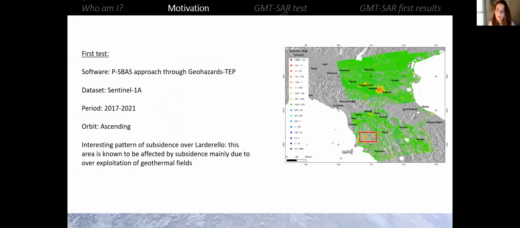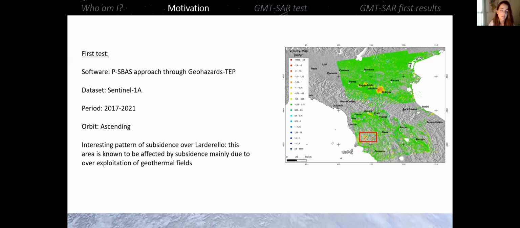So yes, basically, the area of interest is Larderello. It's in the province of Pisa in Tuscany in Italy. This is the first processing I launched with the beginning of my PhD. It was with the SPAS approach with the platform GeoHazard tech. And this is a time series analysis covering 4 years, 2017 to 2021, with the Sentinel-1A data. I did both orbits, but here I reported only one.